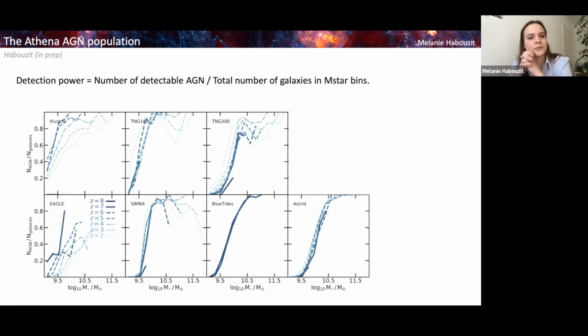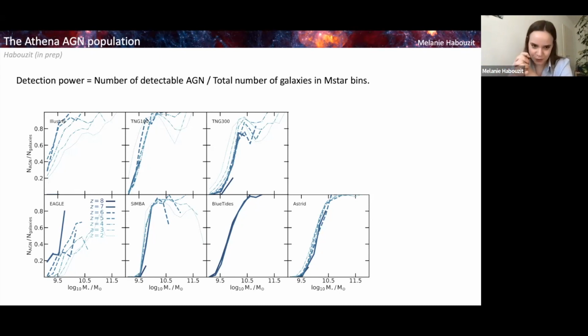Okay, so now moving on to the detection power of Athena. I don't know if this is actually a thing or not, but I call detection power this: basically the number of AGN that are detectable by Athena divided by the number of galaxies in a given stellar mass bin. So basically this is telling us, for a given stellar mass bin, whether we can see all the galaxies through their AGN or not. I don't know if it's clear, I hope so. This is what this figure is showing for different redshifts.